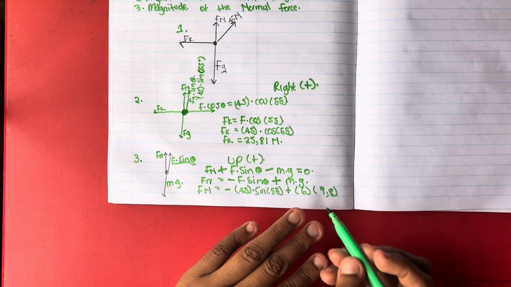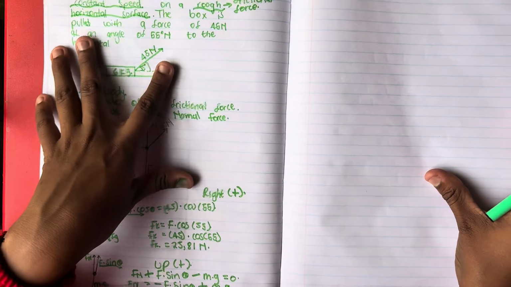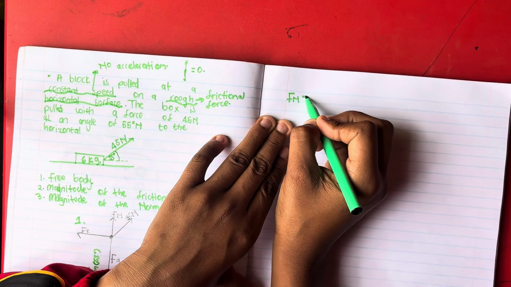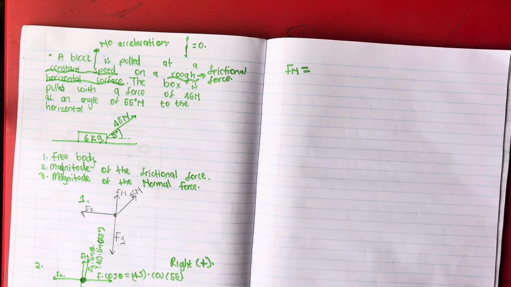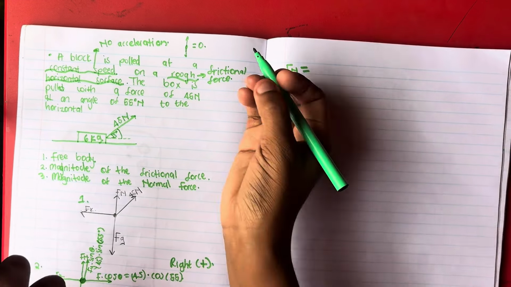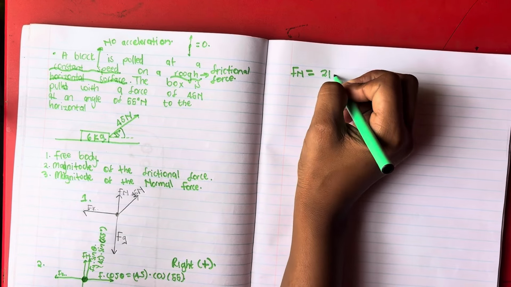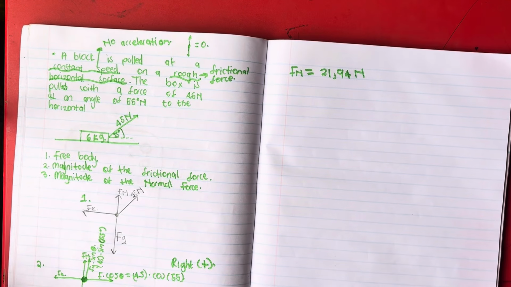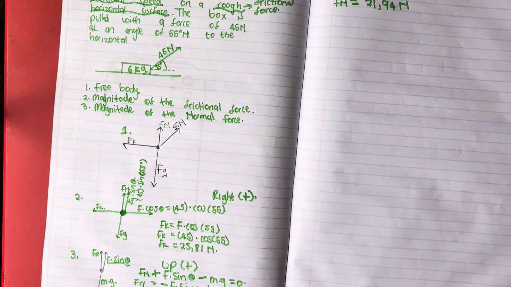Now let me put this into our calculator to find our Fn. Our normal force, which will be equal to, let me just put that in the calculator. Our normal force will be equal to 21,94 Newton. Does everybody understand this?